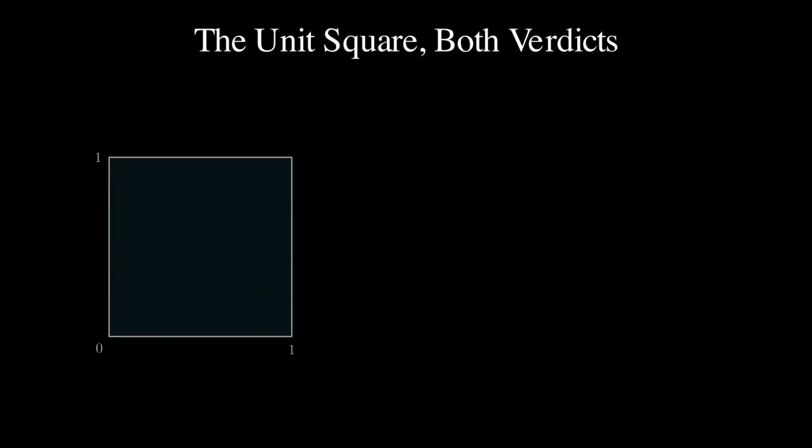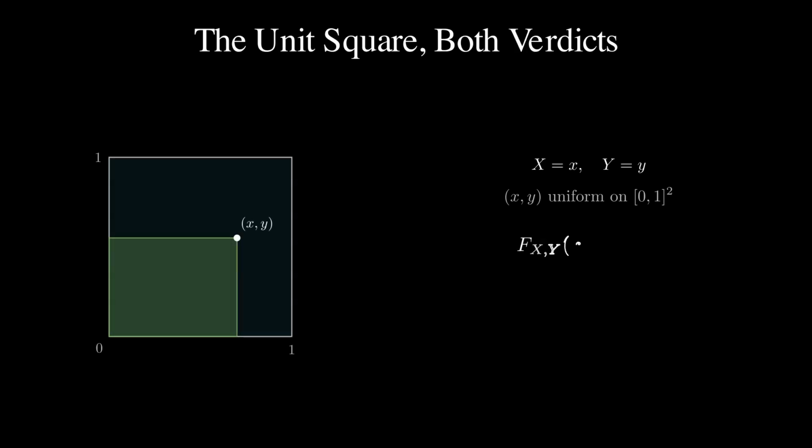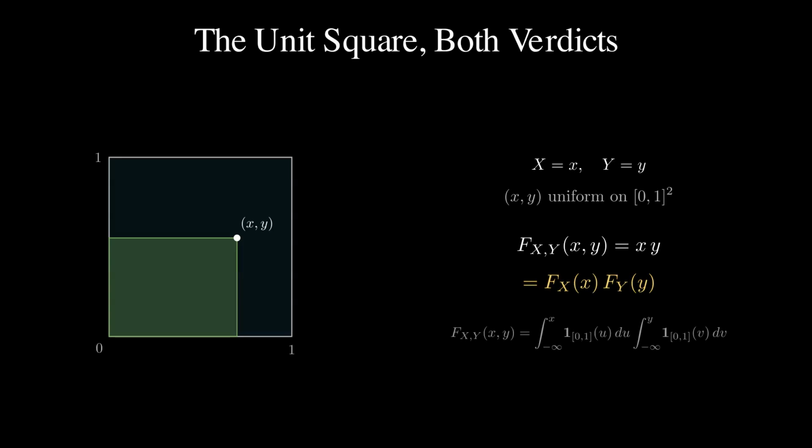Time to run the test honestly. Pick a point uniformly at random from the unit square and let x and y be its two coordinates. For x and y between 0 and 1, the joint CDF is the area of the corner rectangle, x times y. But x is exactly F of x at x and y is F of y at y. The joint is the product at every such point, and writing the CDF as a product of two indicator integrals extends the check to the whole plane.